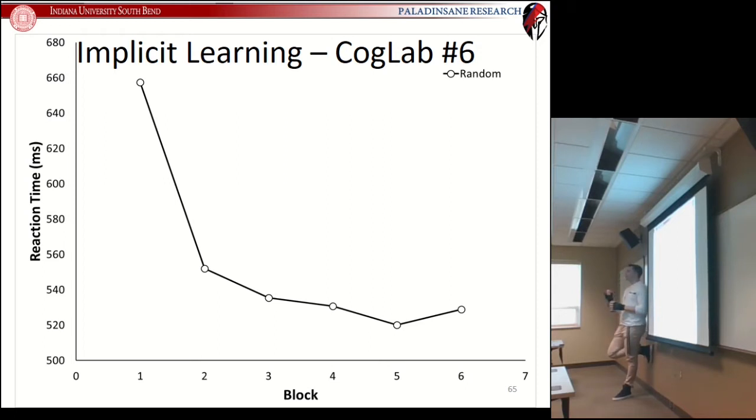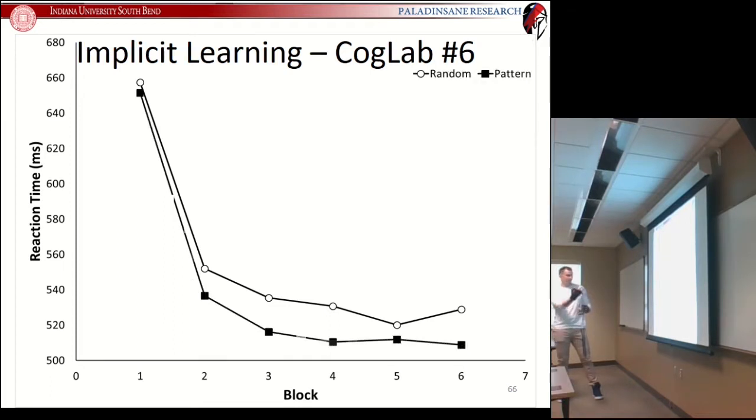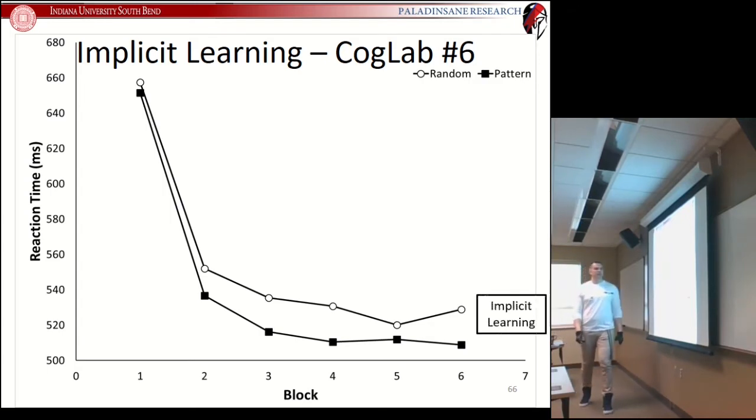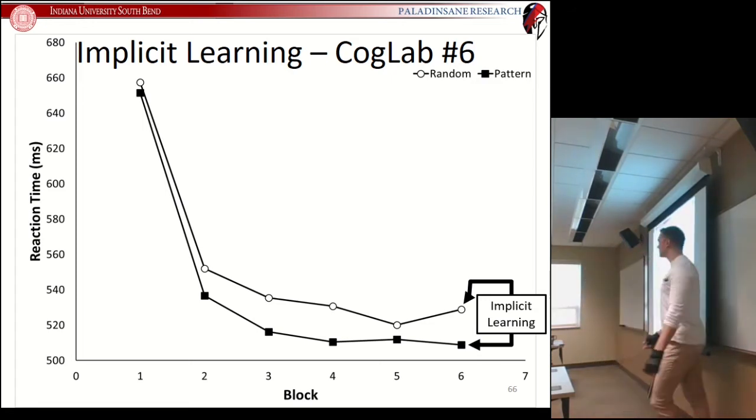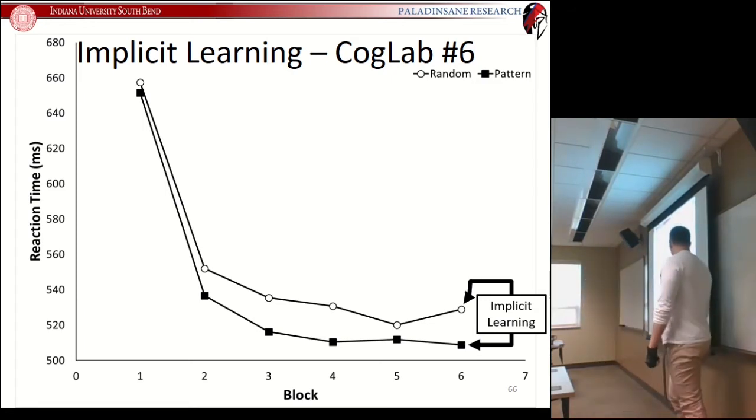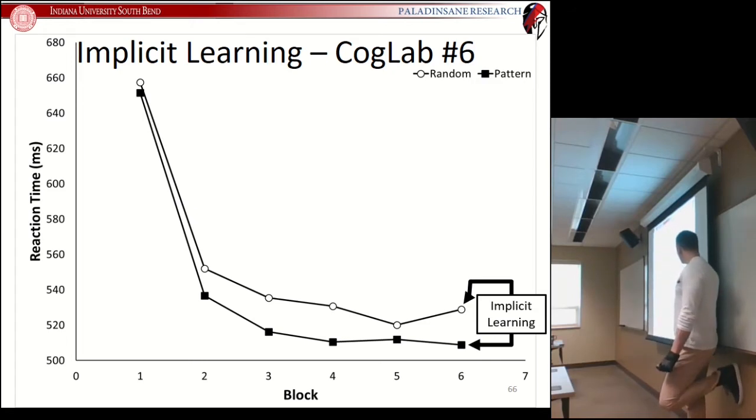So if you were able to learn the pattern condition, if you were able to learn what that pattern is, it should be lower. And in effect, there it is, it actually did get lower. So this difference here, that can only be because of implicit learning. Or the evidence is very strong that it's implicit learning. And I'll demonstrate that it doesn't have to do with explicit knowledge.